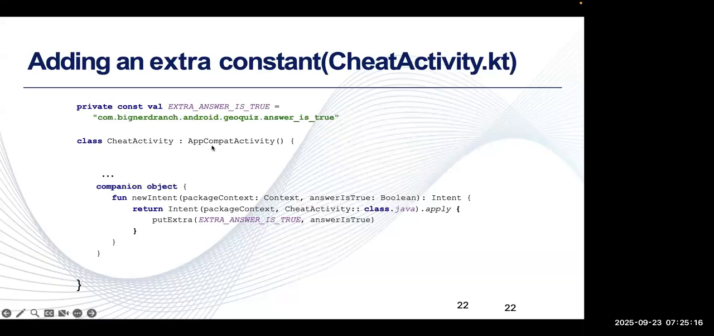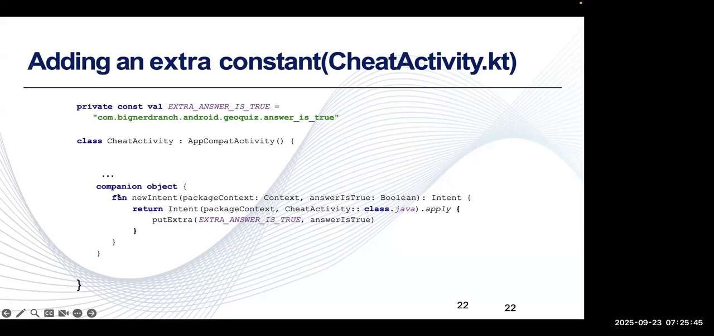Adding the extra constant. To do that, we're going to go outside here after the imports. We're going to add a private constant value, in this case, extra answer is true, equal to whatever we specified. We don't have to put all of these answers as true, we could just call it a variable.